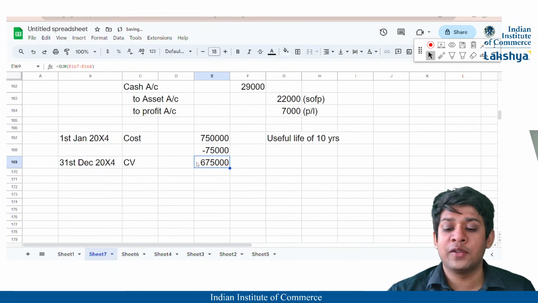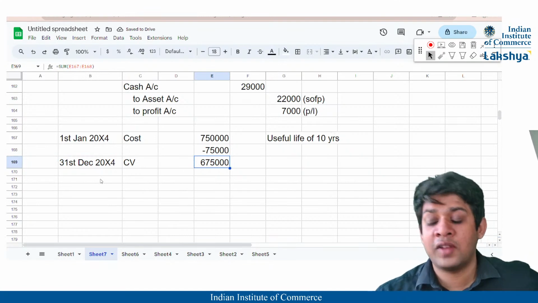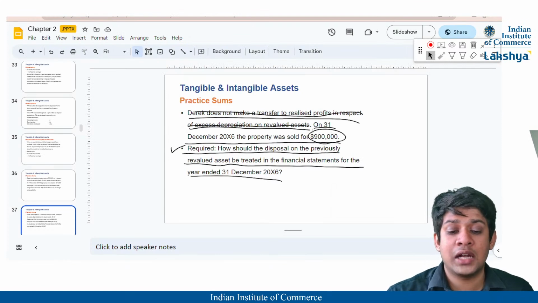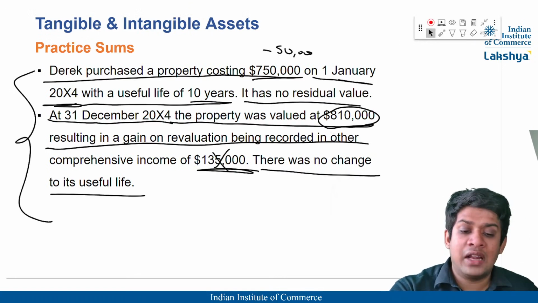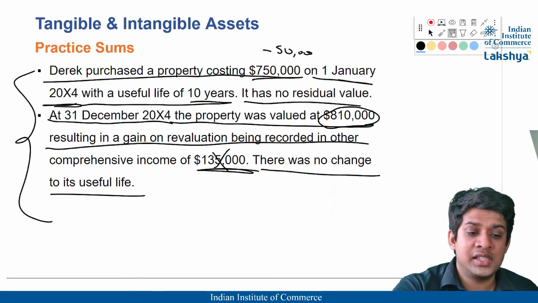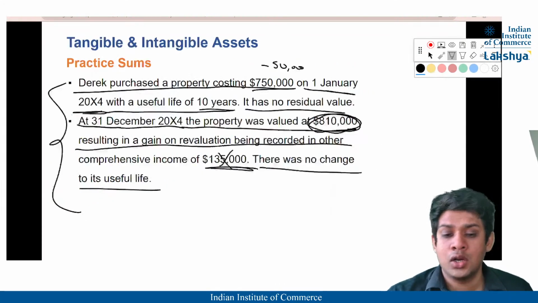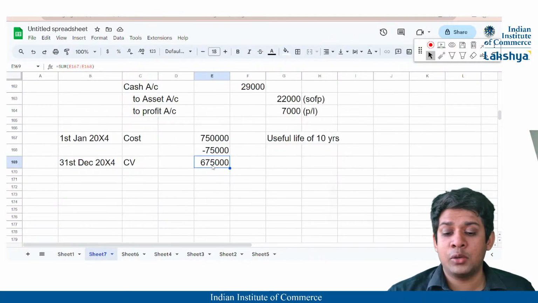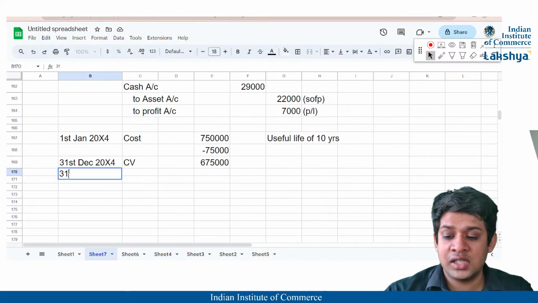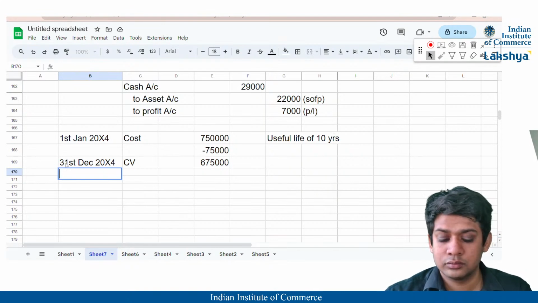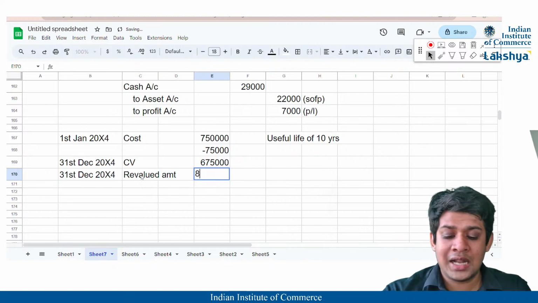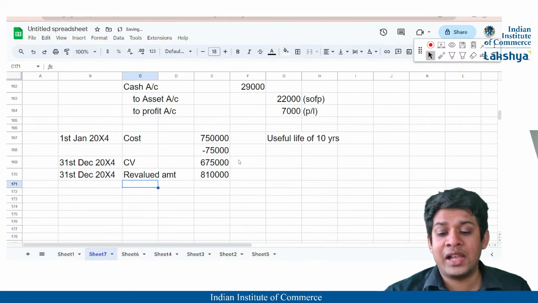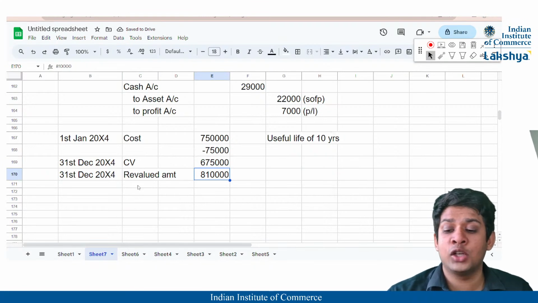Yes. So the carrying value at the first year end, we have identified it to be 6,75,000. But as you can see, they have clearly mentioned that on this date, guys, the asset got revalued to $8,10,000. So the asset's carrying value was 6,75,000, but on 31st December 2014, the revalued amount was 8,10,000. That means my asset's carrying value was 6,75,000, but it got revalued to 8,10,000.